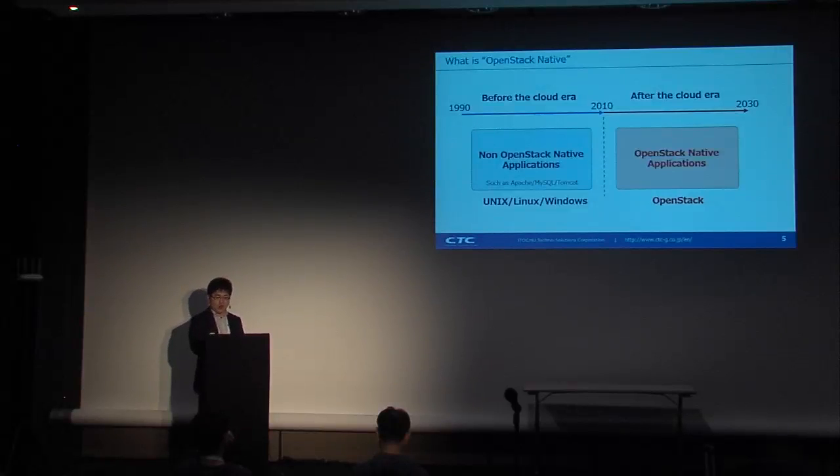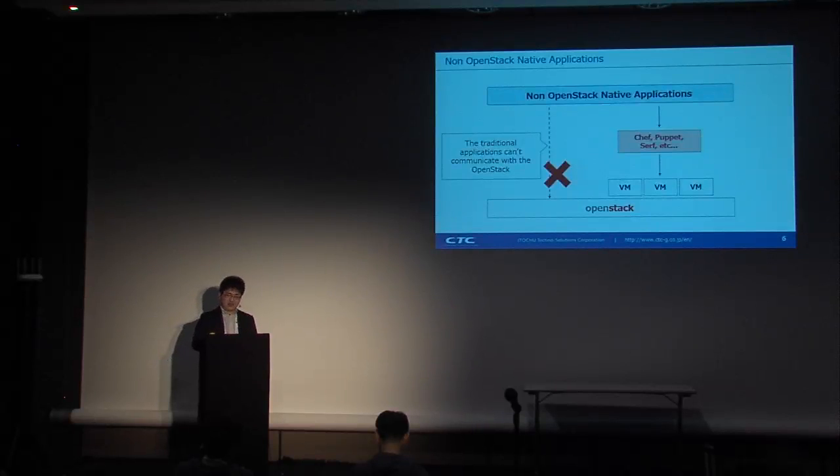there are two kinds of application design. One is application which has been developed before the cloud era, and the other has been developed since the dawn of the cloud era. The OpenStack Native has been developed since the cloud era, and it has been optimized for OpenStack.